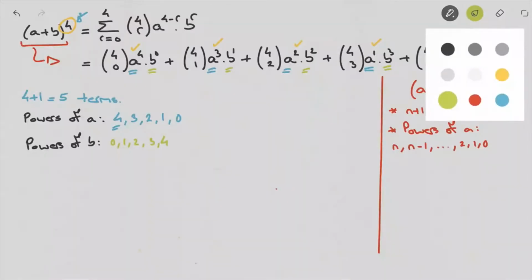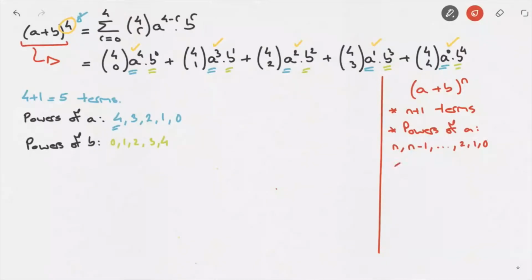So let's just add that to our list here on the right. The powers of b are going 0, 1, 2, and so on, all the way up to n minus 1, and finally n, where n is the power to which we raised the binomial.